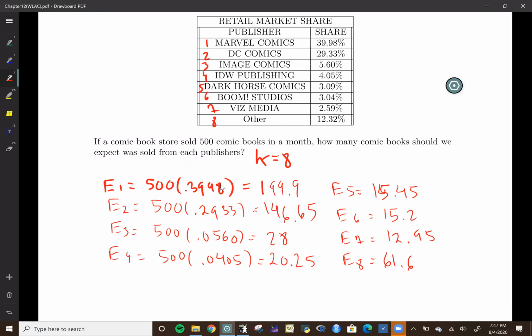If you remember when we did the average for the binomial distribution, n times p, we're doing the same thing. We're just calling it something a little different, but it's pretty much the same thing. Any questions on how to get the expected value?